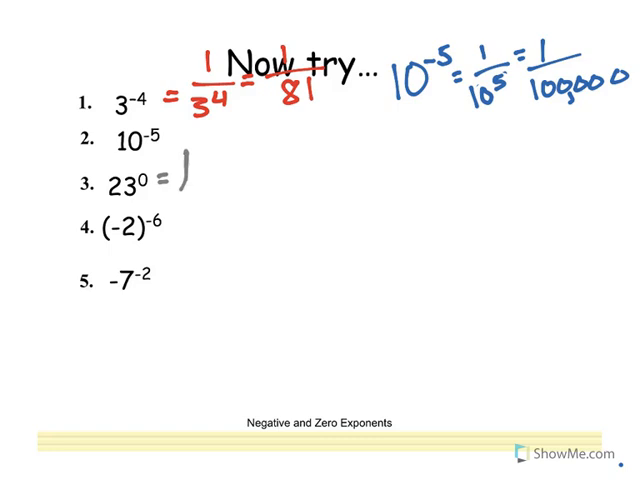Negative 2 to the 6th power, that's going to be 1 divided by, parentheses, negative 2 to the 6th power. Now, what's negative 2 to the 6th power? It's negative 2 times negative 2 6 times, which is positive 64.